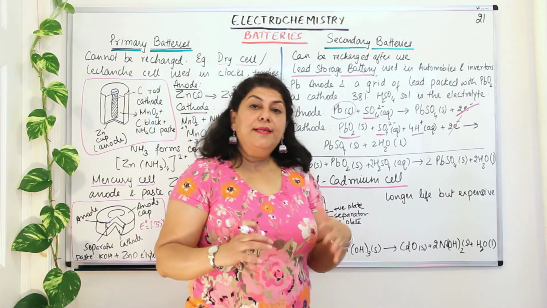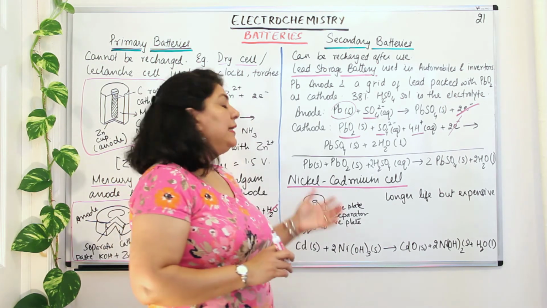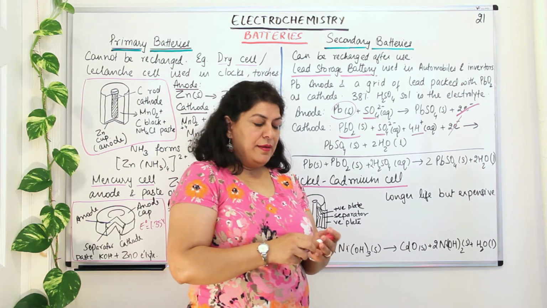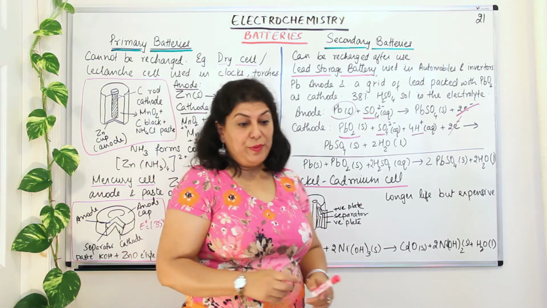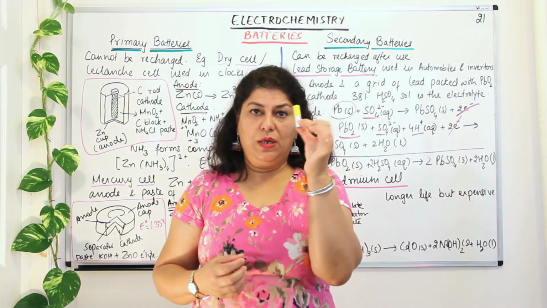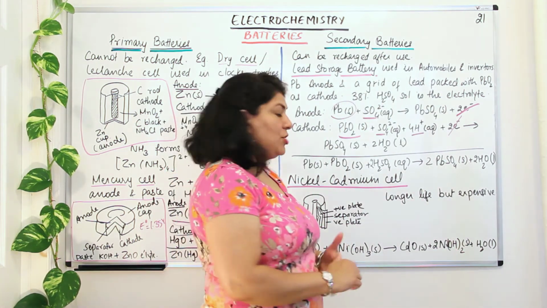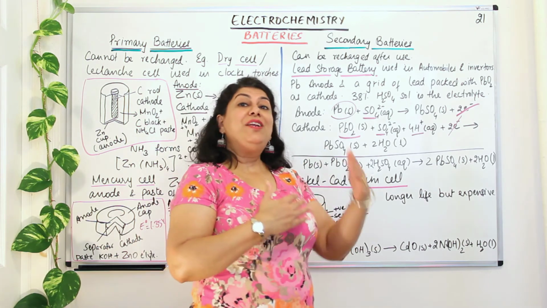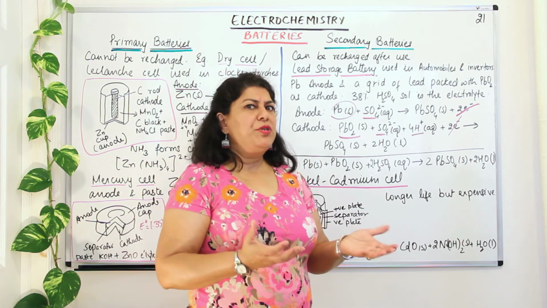After that, let us now come to the second kind of secondary battery, which is known as the nickel-cadmium cell. Nickel-cadmium cells are an advancement over the lead storage battery. They are more compact, and they can be recharged like the dry cell or the Leclanché cell. So they are more practical, they are more compact, and they can be recharged even more. They have a longer battery life. So they are better quality cells.